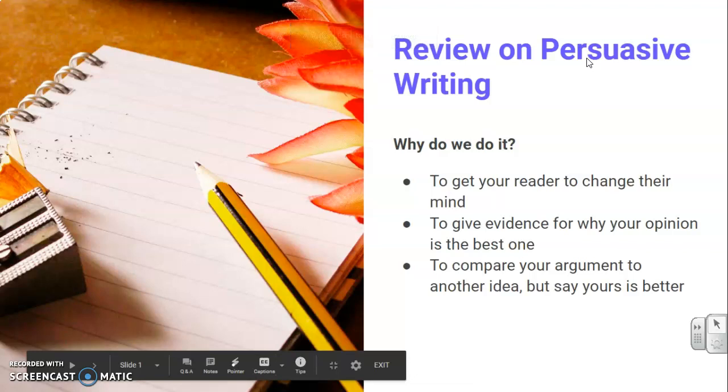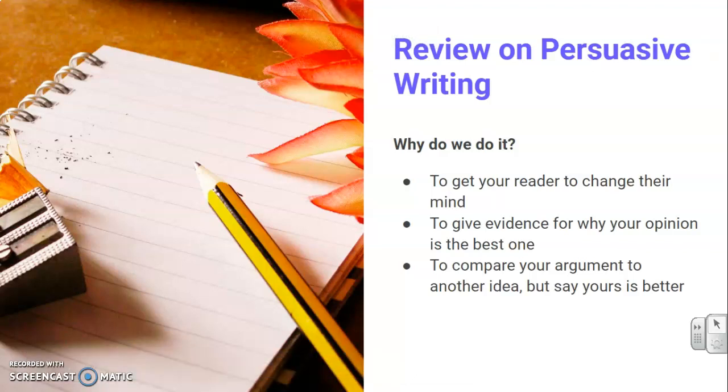Why do we need persuasive writing? So number one, we use persuasive writing in order to get our reader to change their mind. So we want to get our way, right? We want to be correct. So we try to change other people's opinions. Number two, to give evidence for why your opinion is the best one. Okay, to say why your idea is the best idea that someone could have.